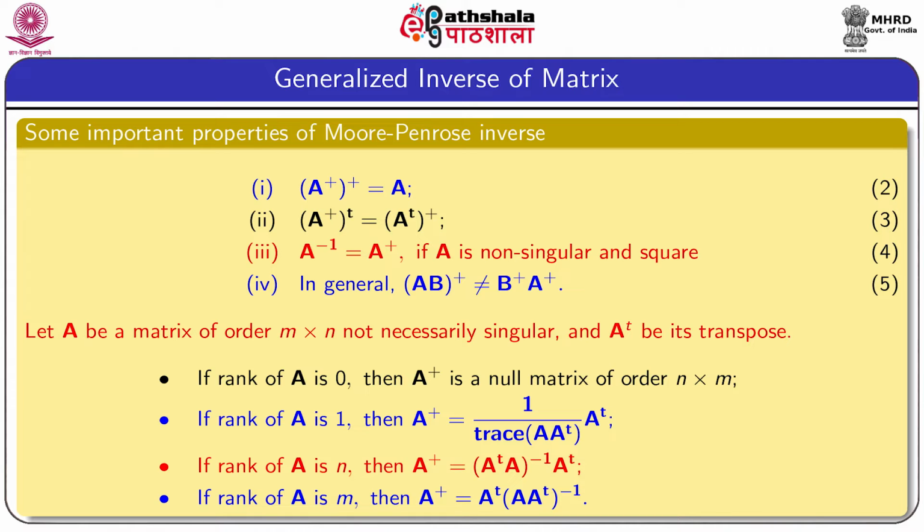And the third property is, if the rank of the matrix A is n, then A plus equals the conventional inverse of (A T times A) times A T. And if the rank of the matrix A is m, then the Moore Penrose inverse of A equals A transpose times the conventional inverse of (A times A transpose).